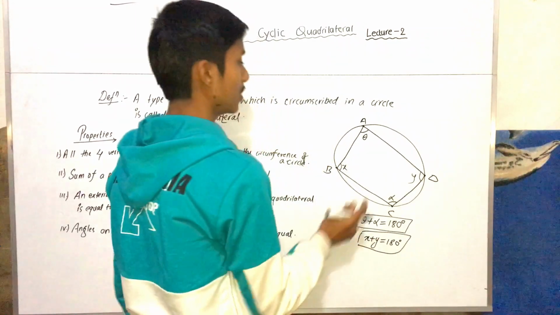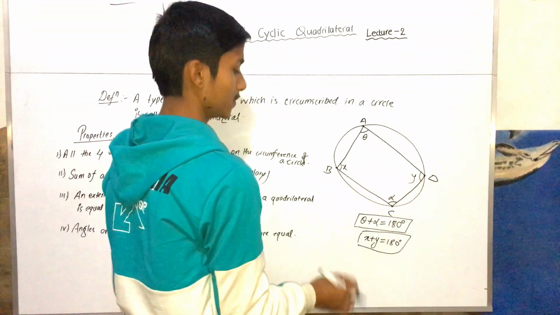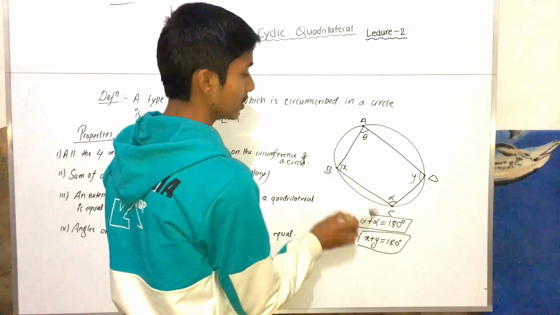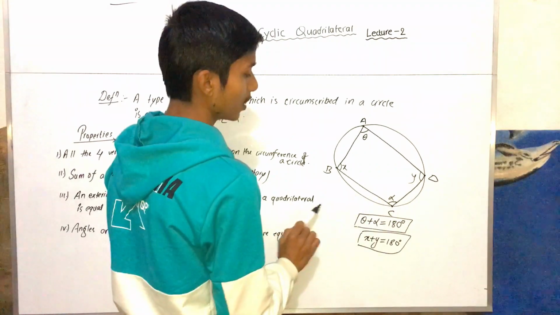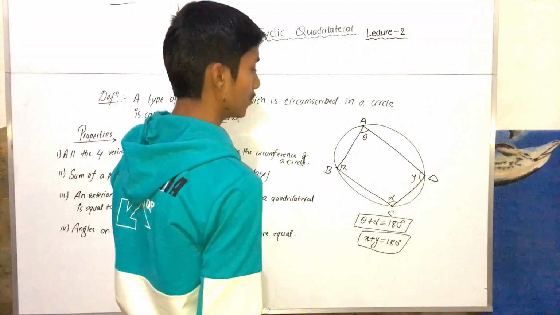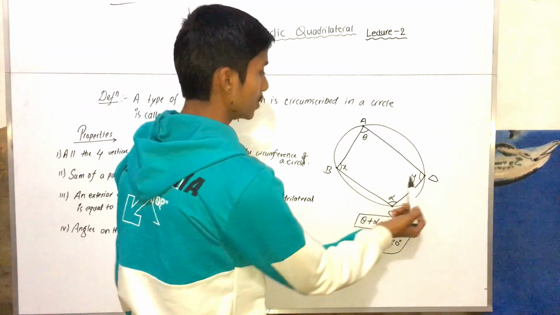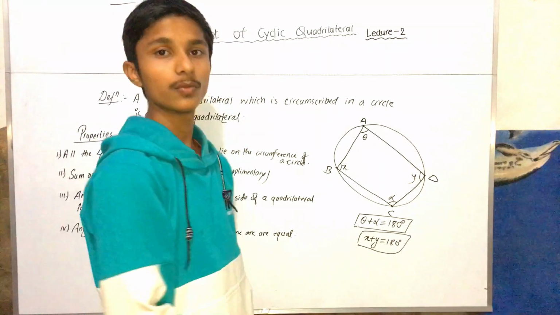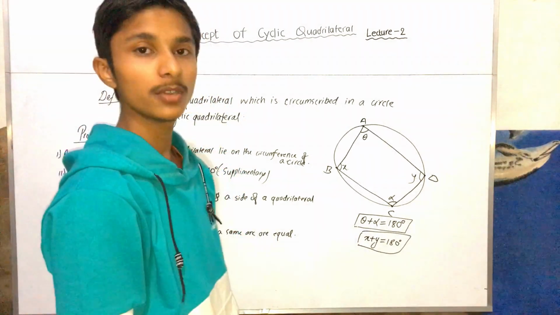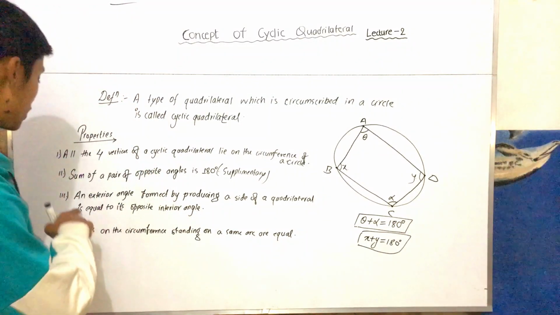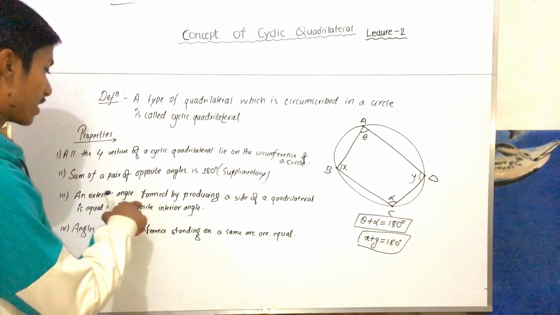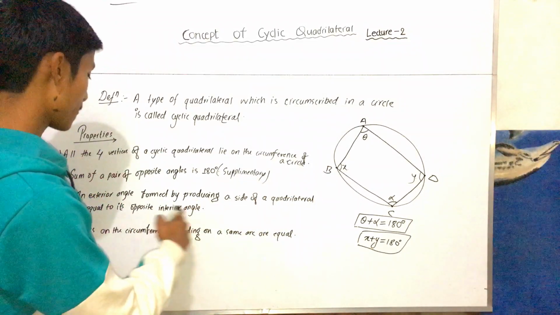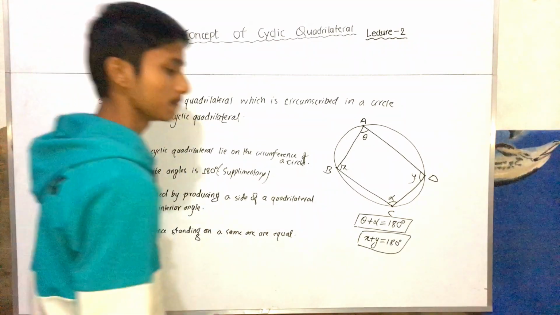Okay. Sum of a pair of opposite angles is 180 degrees means you have to take opposite angles. Here theta is the opposite angle of alpha and x is the opposite angle of y. So if you sum x plus y, it gives 180 degrees. This is one of the properties of a cyclic quadrilateral. Similarly, let's move to our next point: an exterior angle formed by producing a side of a cyclic quadrilateral is equal to its opposite interior angle. Let me draw this, okay?